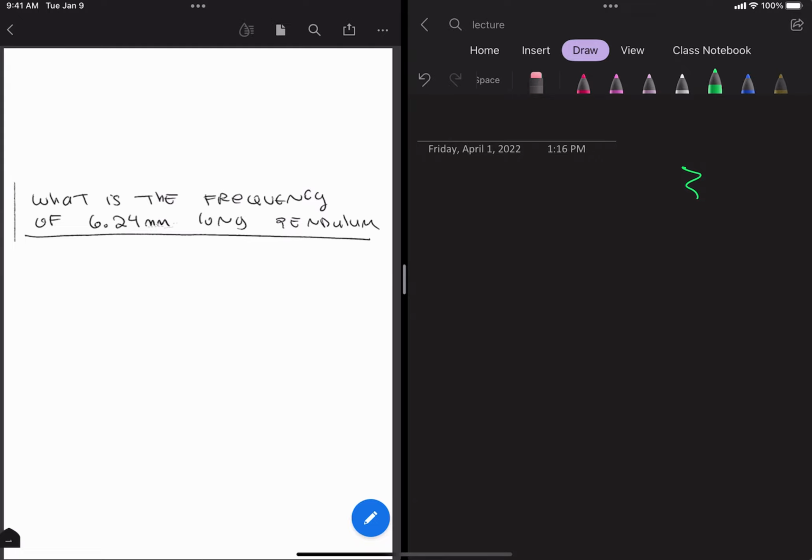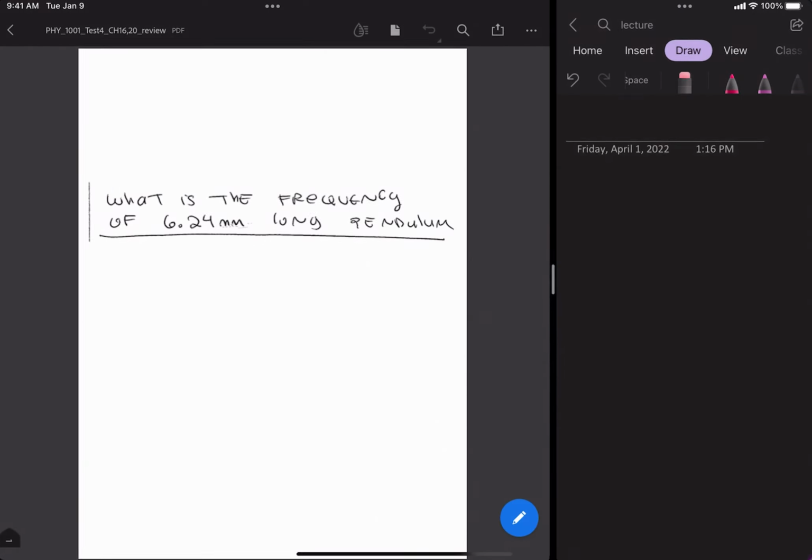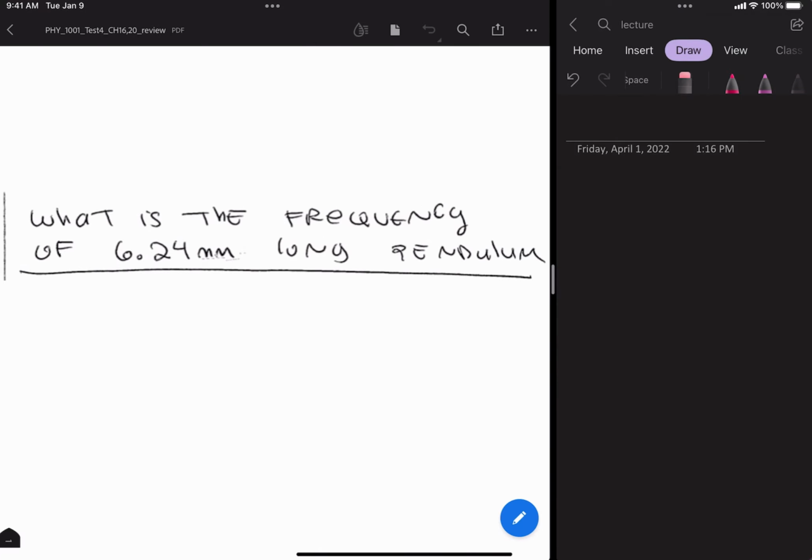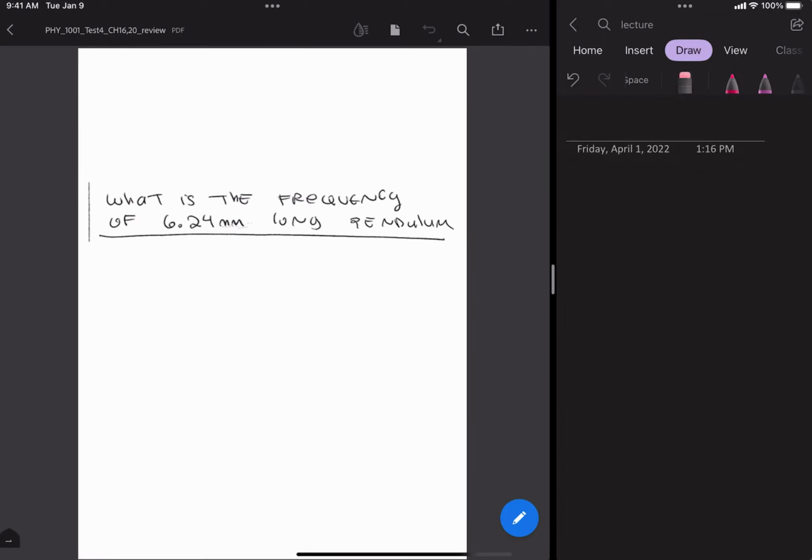Hi everyone, now we're going to begin the review for test 4. So here's the first question. What is the frequency of a 6.24 millimeter long pendulum? So go ahead and pause, try to solve this, and when you're ready, unpause.